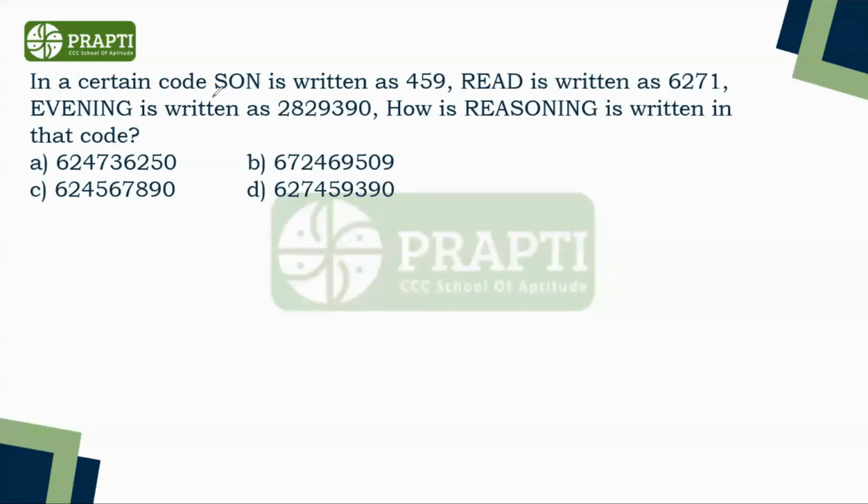In a certain code, sun is written as 459, read is written as 6271, evening is written as some number. So here you just see, 3 letters, 3 numbers, 4 letters, 4 numbers, 7 letters, 7 numbers. So for reasoning, 9 letters, am I right? So 9 letters will have 9 numbers. So straight to straight, you are going to relate the numbers.